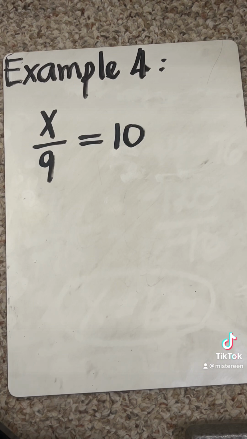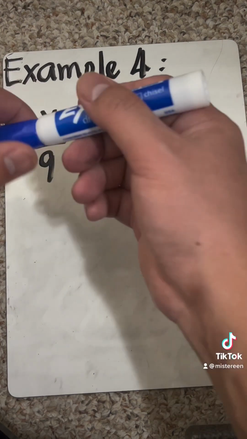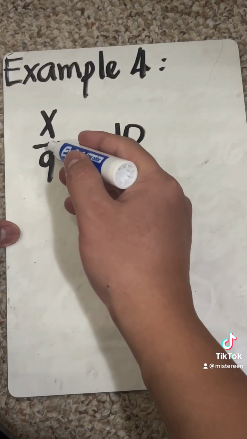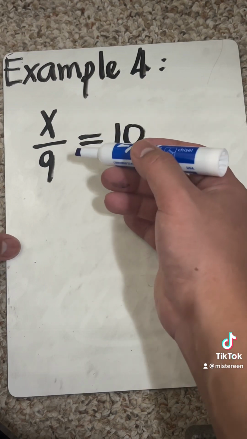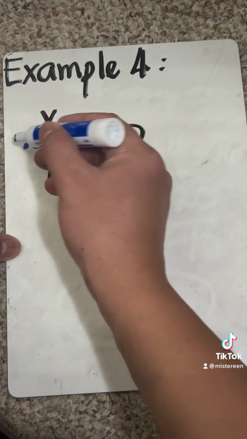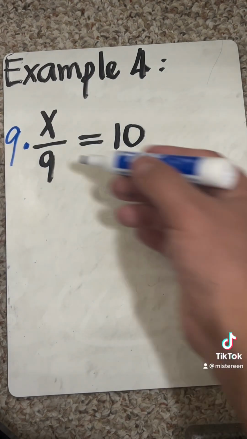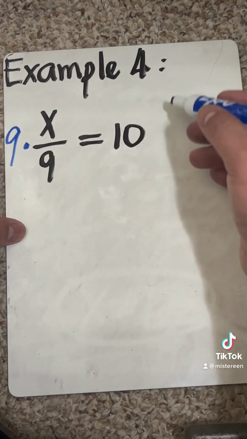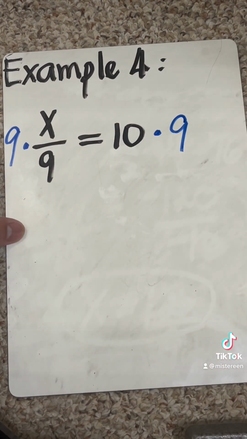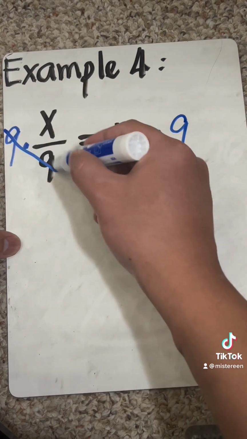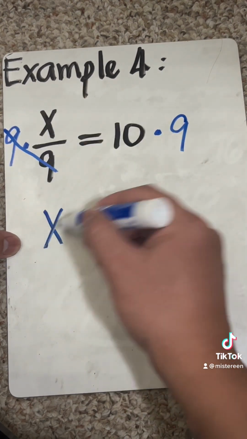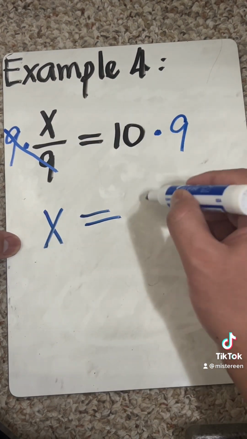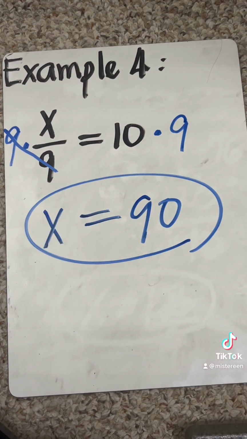In step number 3, we focus on the left side, and then we undo the division or multiplication. As of now, you see we have a division. So the opposite of division is multiplication. So we just put times 9, the same number, on the left, and we have to do times 9 also on the right. So if you do that, this 9 will cross out, and then you have x equals 10 times 9 is 90. So x equals 90.